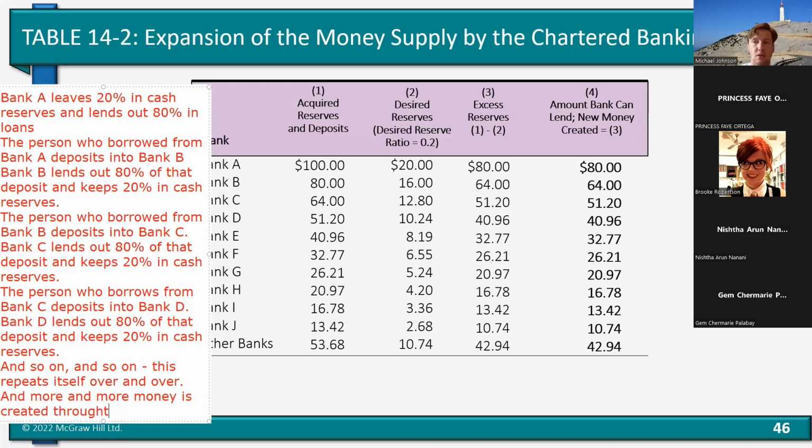through this process. So this is what they call fractional reserve lending. So it's just a repeating process, and that's how money is created.